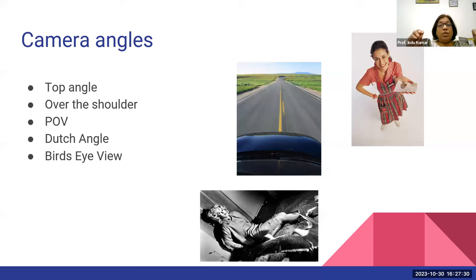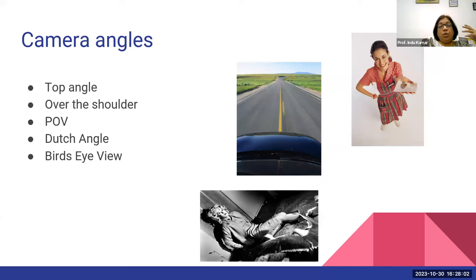Such kind of camera angle where the bonnet of the moving car is shown, the steering is shown, a person driving is shown, and the road ahead is shown. So we feel as if we are also in the scene. We just feel ourselves mobilized with the speed of the car sometimes. Then Dutch angle, where the camera is tilted. In the third image, the Dutch angle is shown.